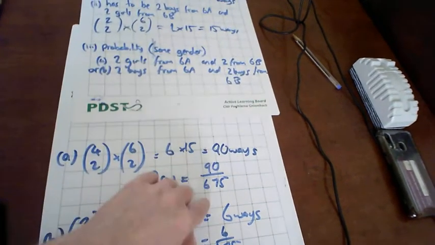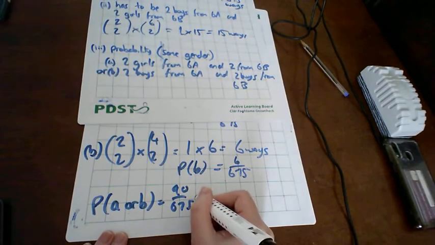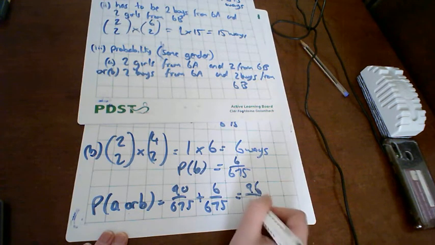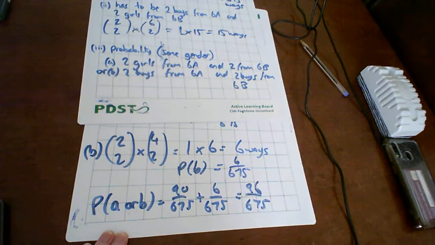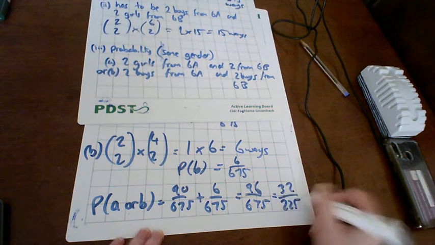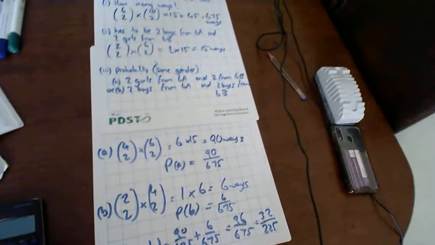And the total, so we can have it this way or this way, so we don't mind. So the probability of A or B is equal to 90 over 675, sorry, let's scroll down, plus 6, because we can do either way, equals 96 over 675. Okay? Now they simplify that in the book. If you type it into your calculator, 32 over 225. Okay, so if I just scroll back. Alright, there's the full first example.